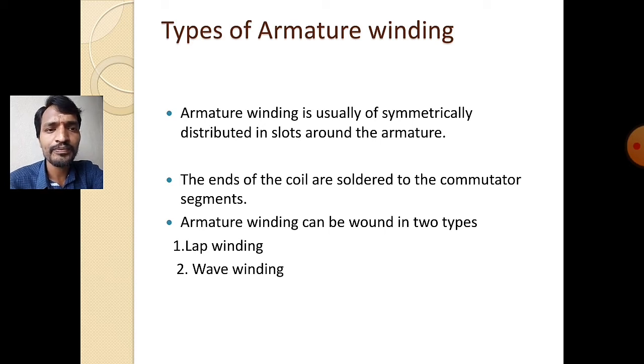Here, armature winding is wound in two types. The first one is lap winding, and the second one is wave winding. Depending upon the application of the generator, we use lap winding or wave winding.